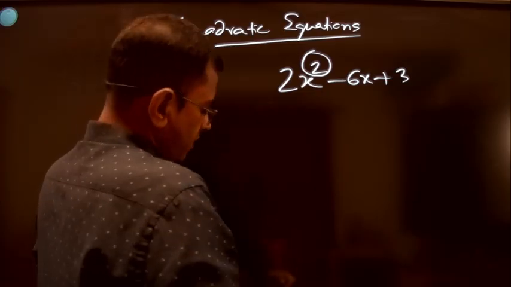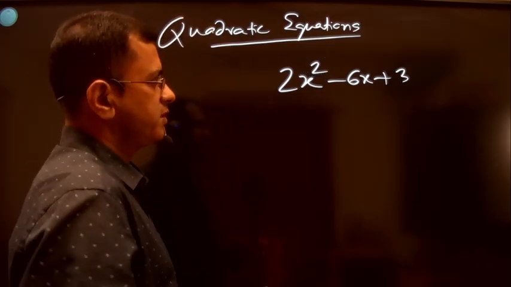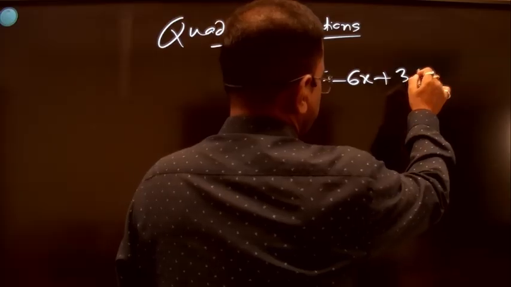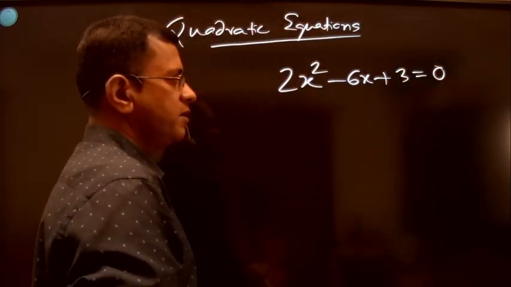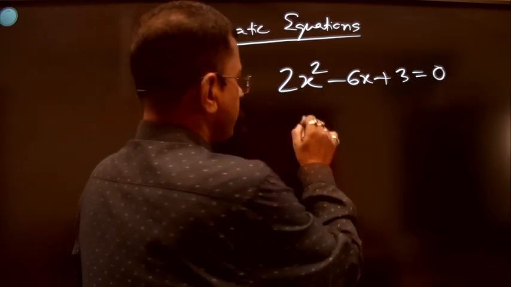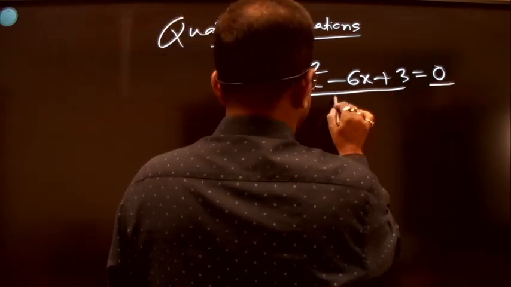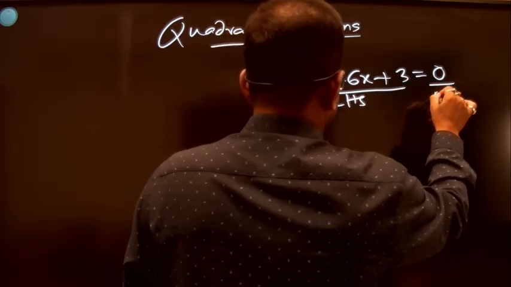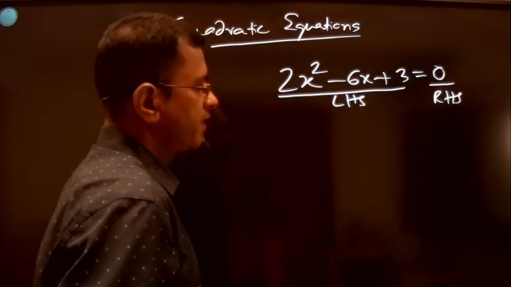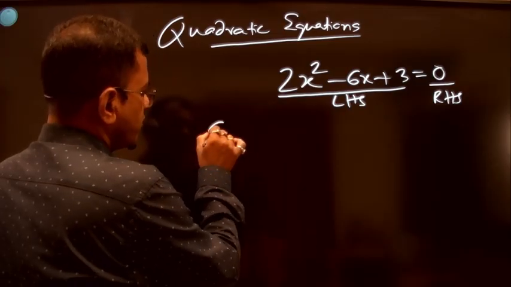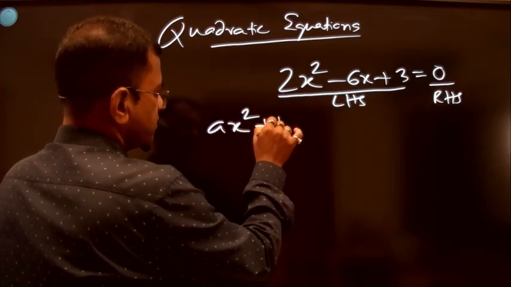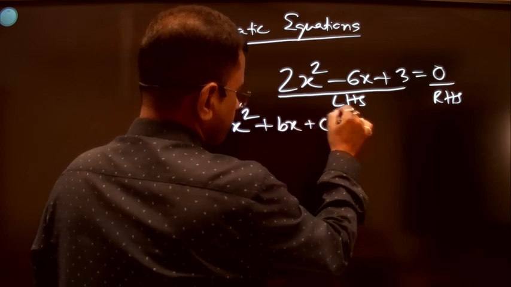Then what is the equation? If a quadratic polynomial is involved in an equation, then it becomes a quadratic equation. An equation has two sides, one is the left hand side, the other one is the right hand side. So the general quadratic equation is ax square plus bx plus c equal to 0.